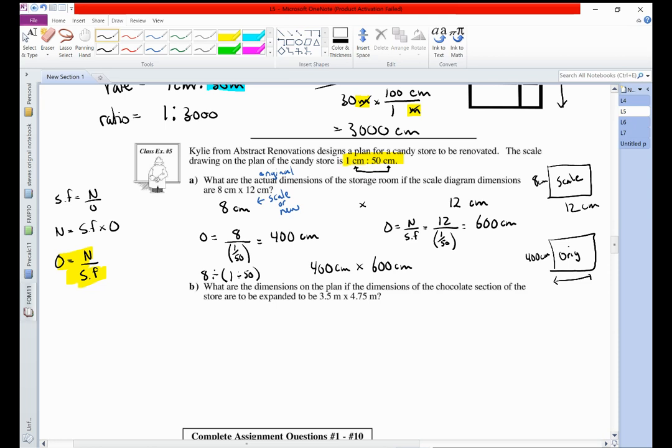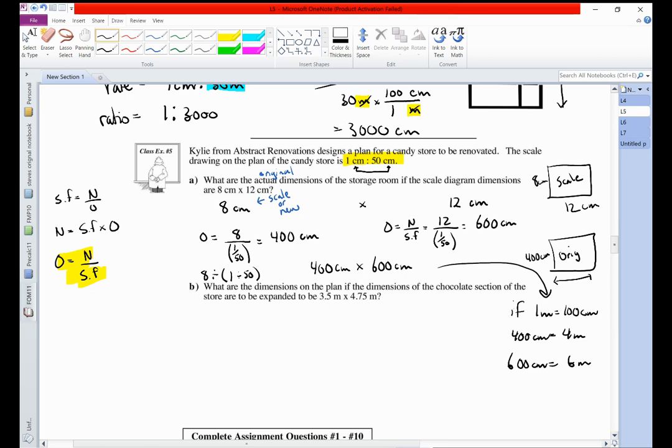But that's not super awesome because it's hard to visualize 400 centimeters and 600 centimeters. So what you could do is convert that. Maybe I'll just use this space down here. If 1 meter is 100 centimeters, which is something you should all know and memorize, that means 400 centimeters represents 4 meters, and 600 centimeters equals 6 meters.